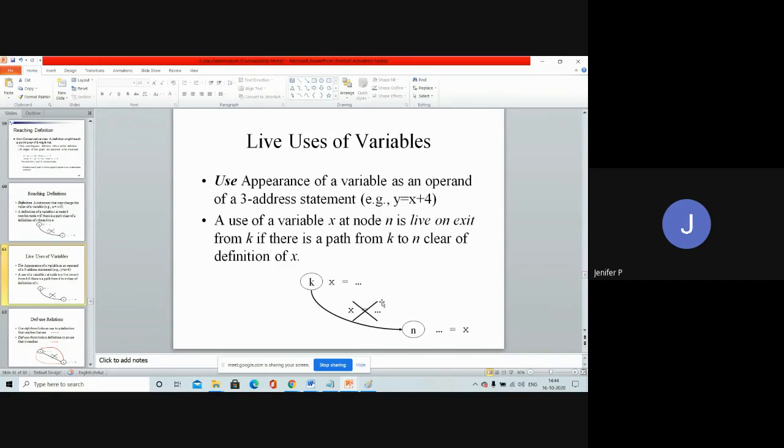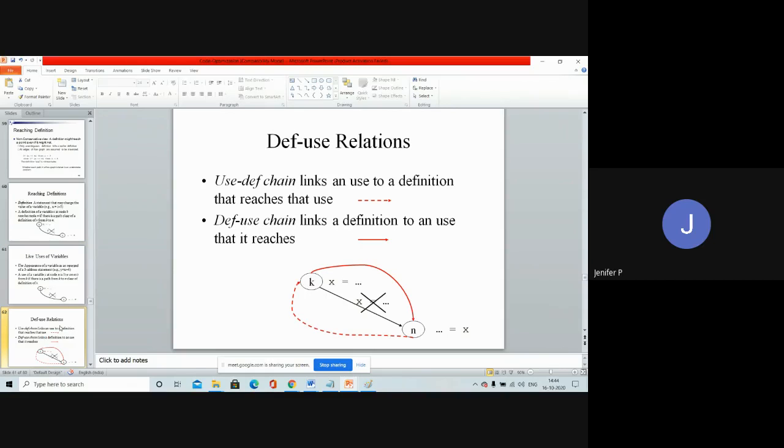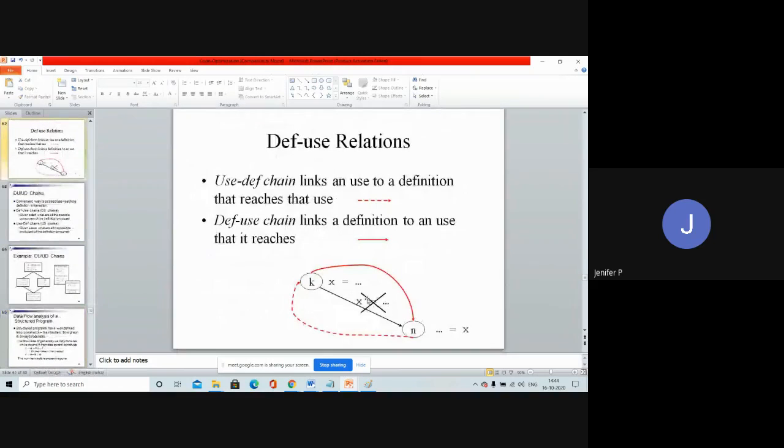Live uses of variables is the same thing. Here x is defined as something, and there is no other definition, which means this particular definition or value is live at this point. That is live uses of variables. The next one is definition-use relations. All of these convey the same concept: you have defined something, can it be used? That is what reaching means. So this is said to be the UD chain and DU chain.